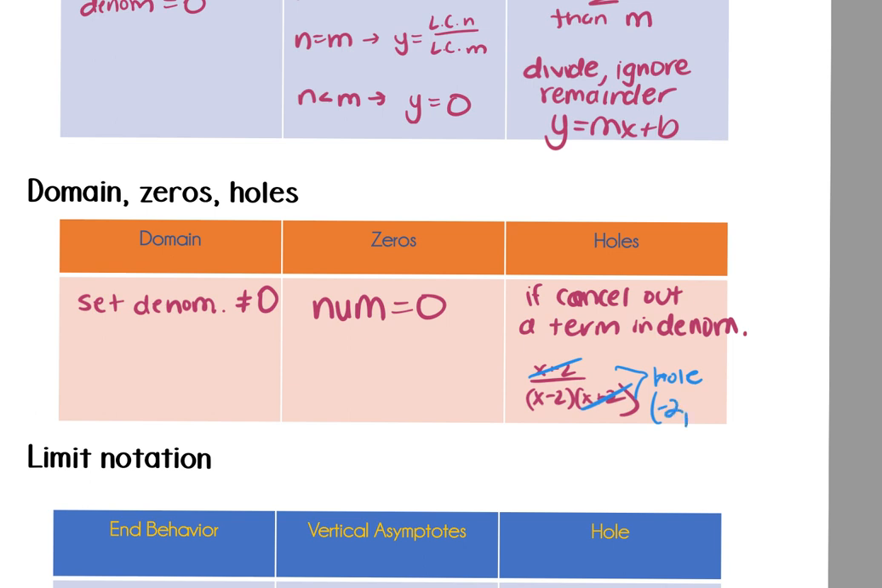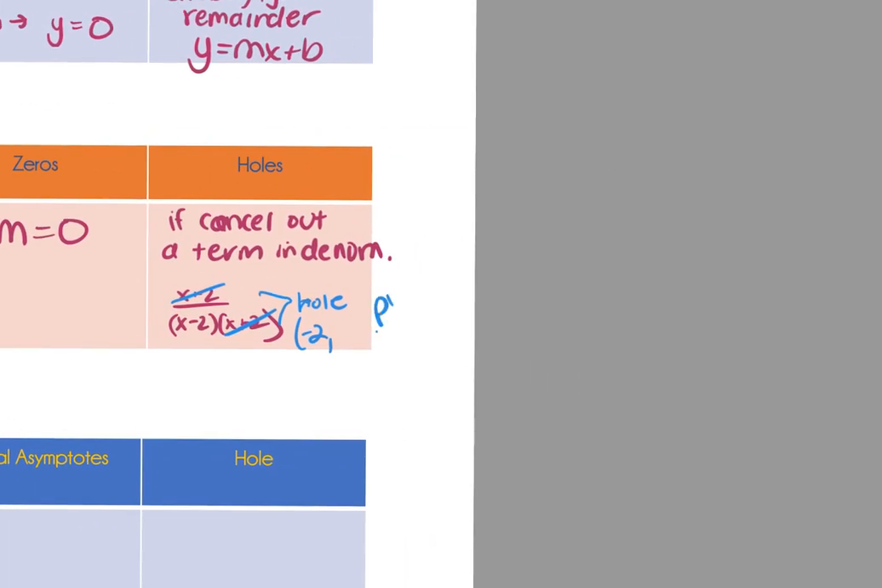And then to find the y value of the hole, you have to do what? Plug it into the new one. Good. Plug into the new function, which in this case would be 1 over -2 minus 2, so it would be -1/4. So if you cancel out and there is a hole, remember the only thing that comes from the original is the x coordinate of your hole and the domain. Everything after that comes from your updated function.